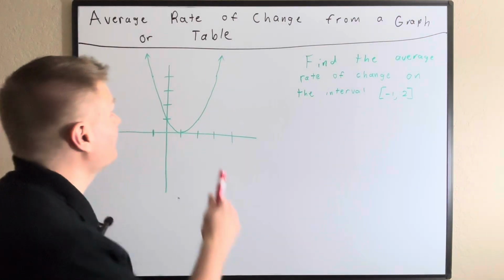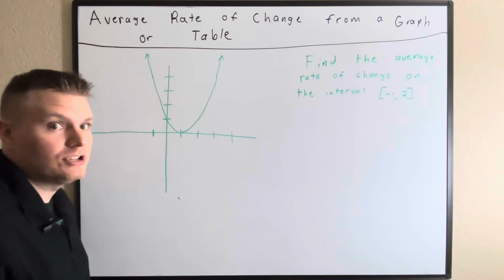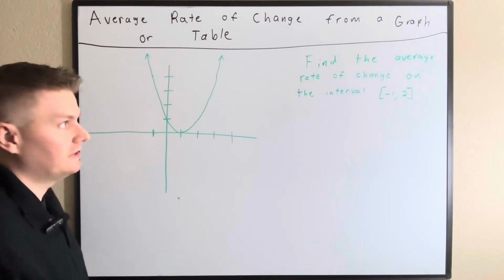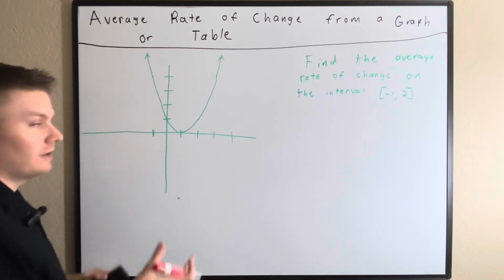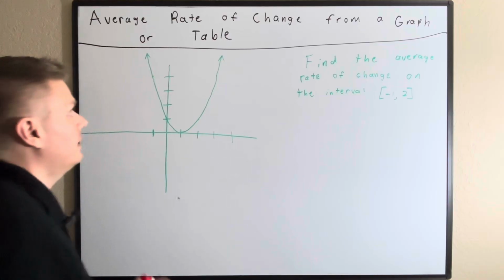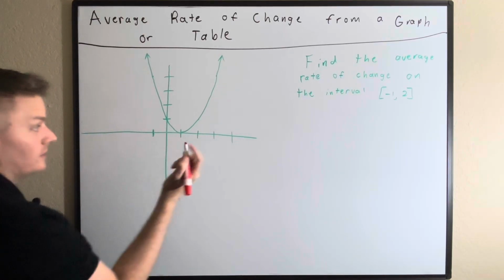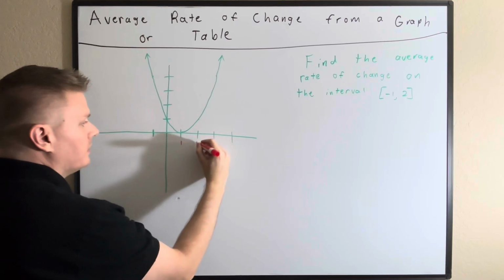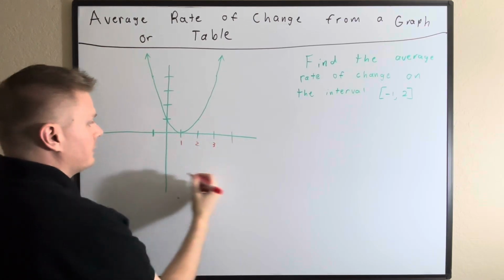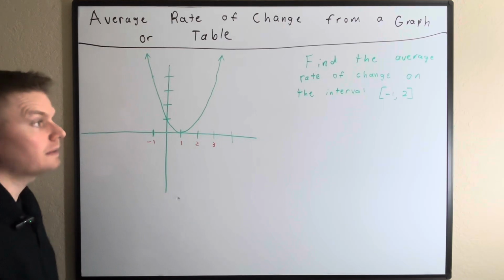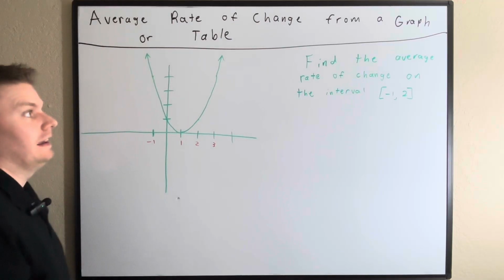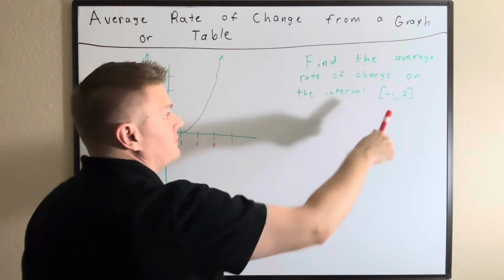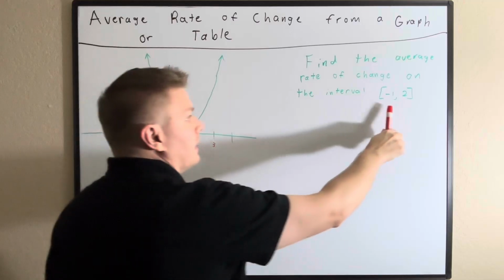All right, in this video, I'm going to go over finding the average rate of change from a graph or a table. Now, let's start with graphs. And let's assume that the scale here is 1 unit of measure per tick mark. Okay? And they're asking us to find the average rate of change on the interval -1 to 2.